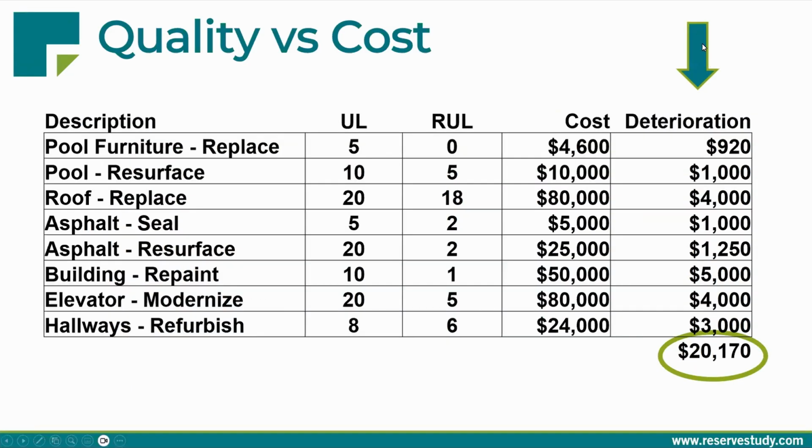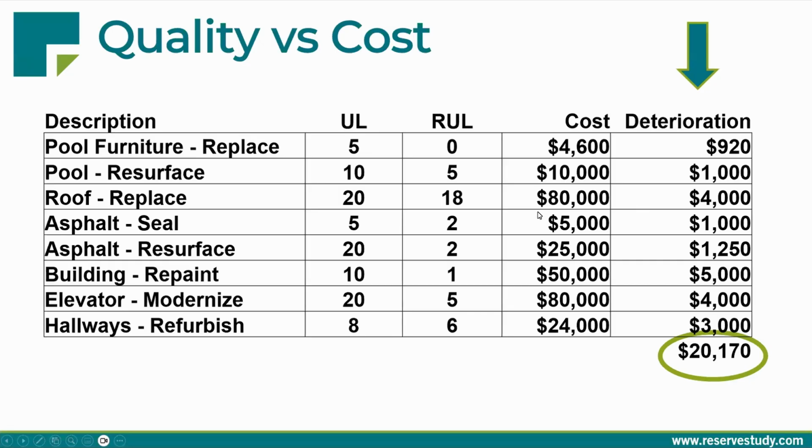I'm going to do one more thing to it. I'm going to add one more column to it, and it's the deterioration. And notice how we've got a little more information here. The deterioration is the cost per year. It's easy to see the numbers, perhaps on the pool resurface, $10,000 cost over 10 years is $1,000 per year, or a $50,000 project over 10 years is $5,000 per year.